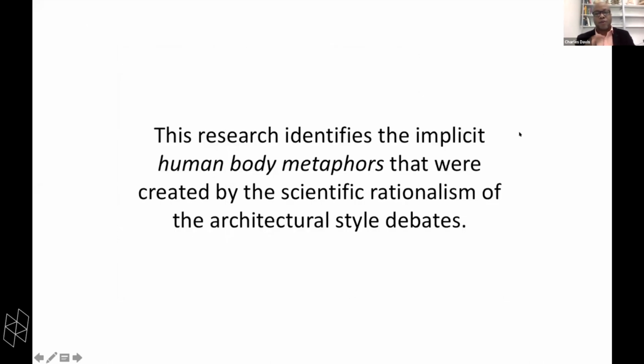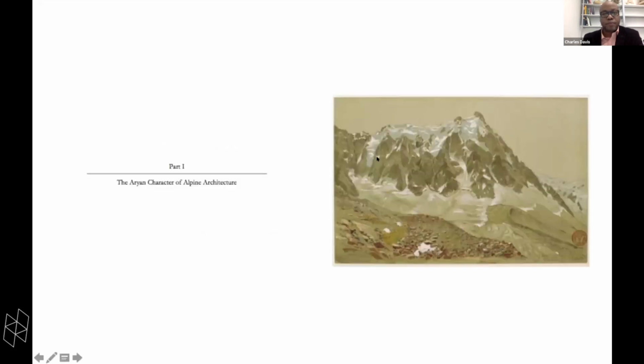And so I'm going to show you a few of the human body metaphors that I've tried to trace in this work, first starting in Western Europe and then moving to the United States. Part one of the book looks at the Aryan character of Alpine architectures, really looking at the work of French structural rationalists and German tectonic theorists, particularly for the ways that they trace notions of contemporary national development back to primitive architectural forms found within the Alpine mountain ranges.